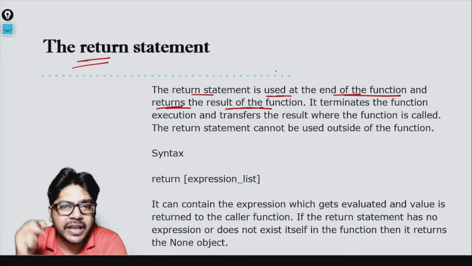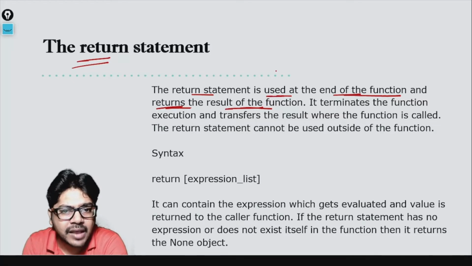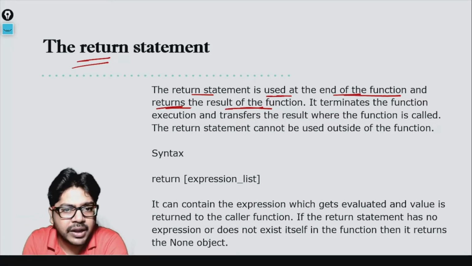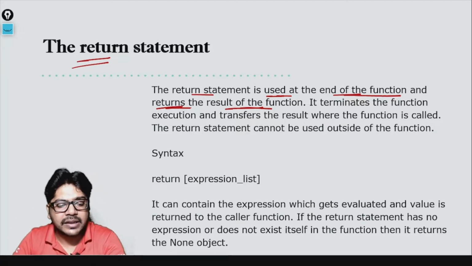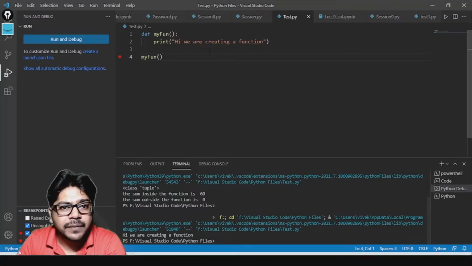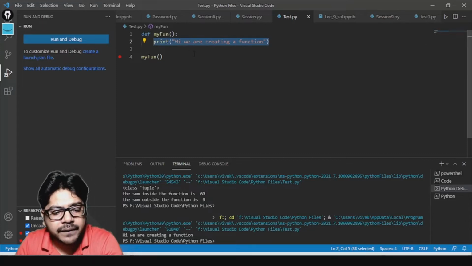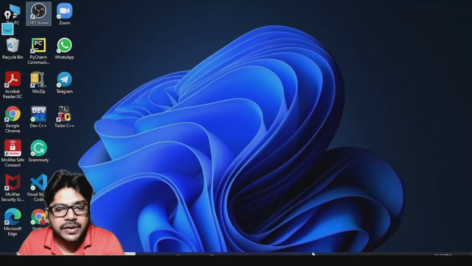because every function is going to do a particular task, and it should give you a result. Whether it returns it to you or not is a different thing, but there is a result. Like in this case, if you see what this function was doing, it was printing a message. That was the result of this function. It was printing a message: hi, we are creating a function.